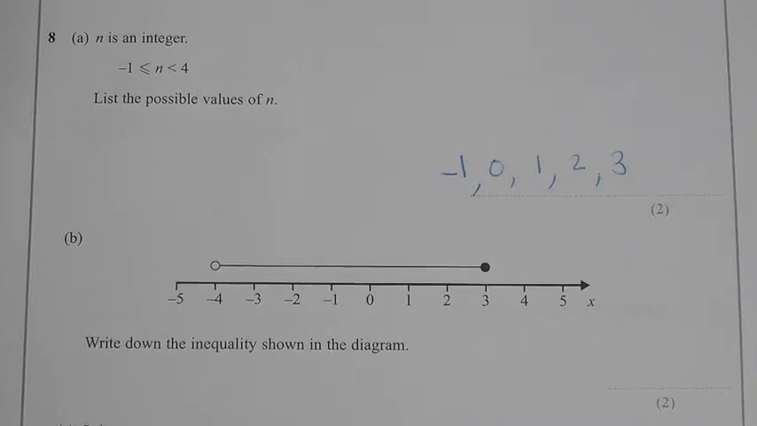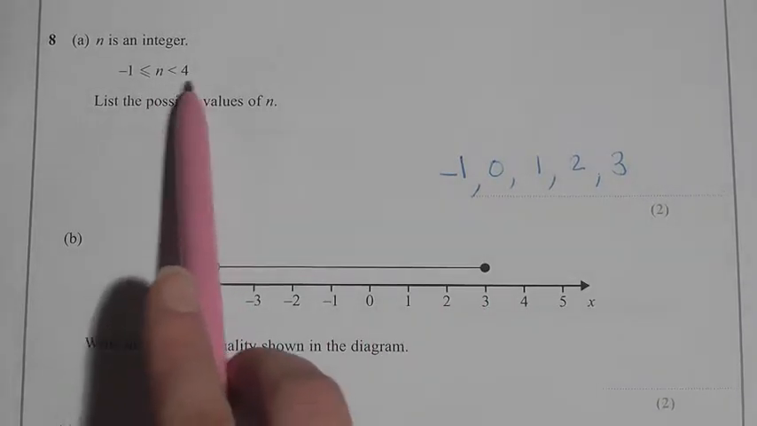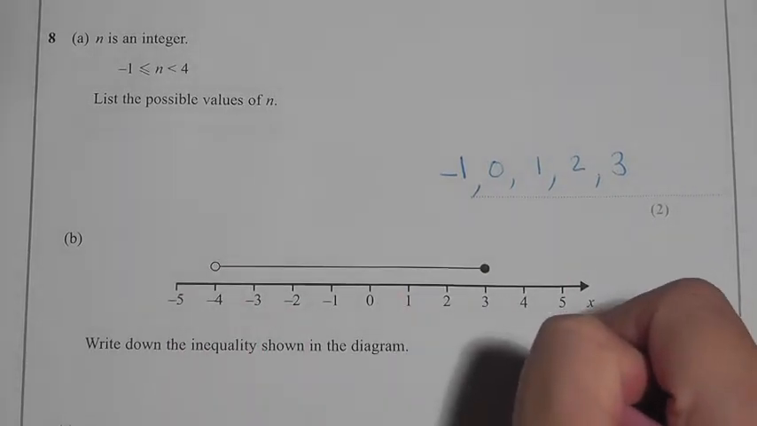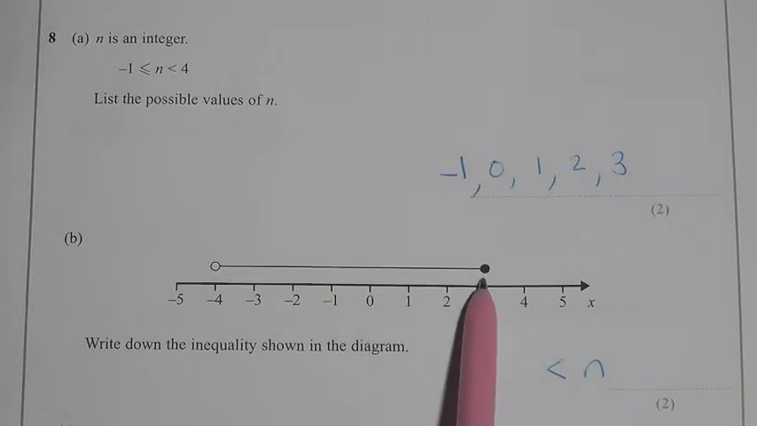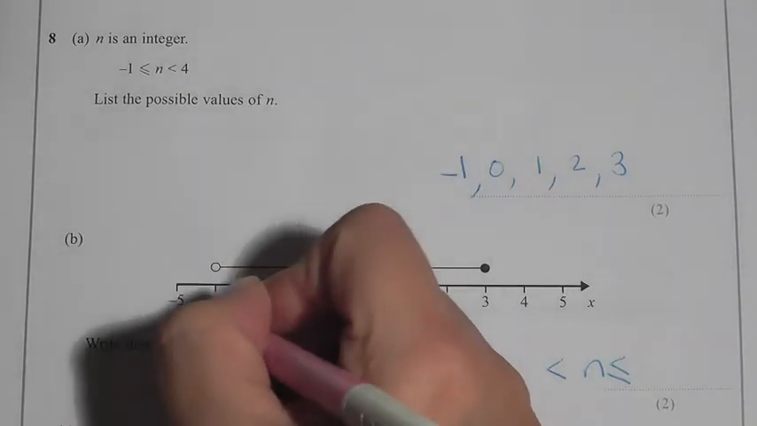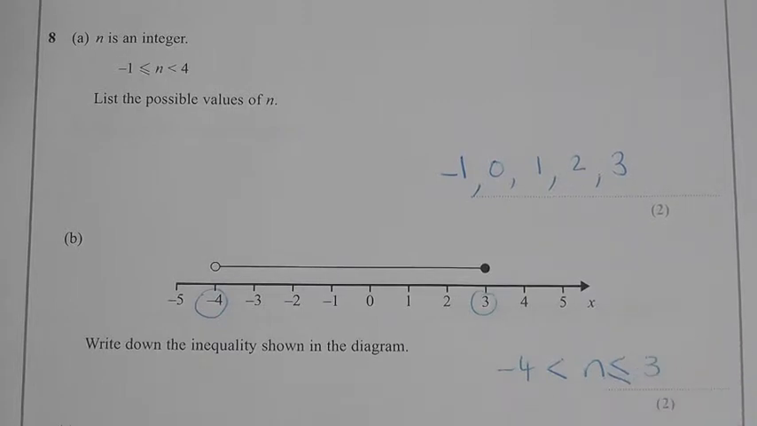For question 8b, we're asked to write the inequality shown on the diagram. Now that means it's going to look like the question that went before, so we'll have an n in the middle, and then our sign comes from whether or not the circle is coloured in. So this one isn't coloured in, so it's just going to be a less than sign. And this one is coloured in, so it's going to be a less than or equal to sign. And the numbers that go either side come from the number line, so -4 and 3. Please note that when you're writing inequalities like this, they always point to the left. You don't have one pointing right and one pointing left.